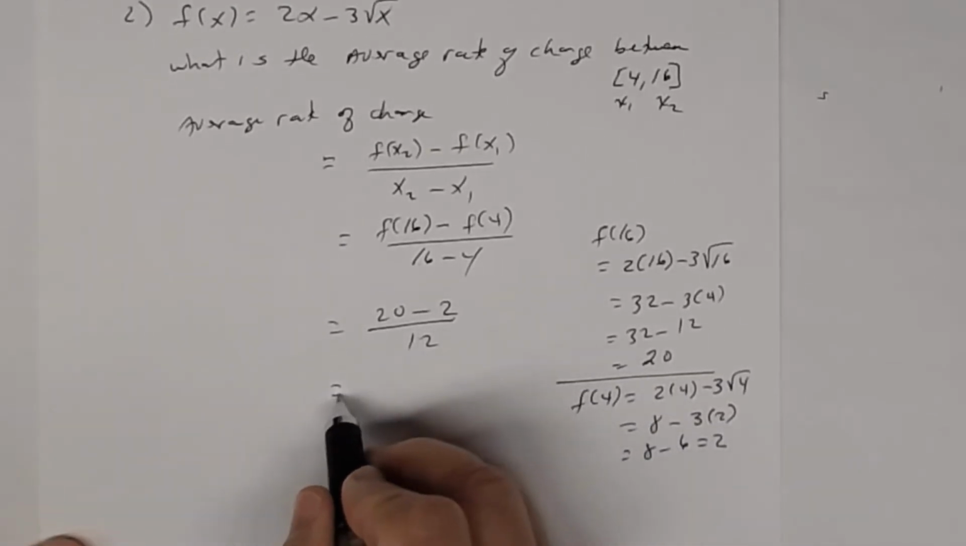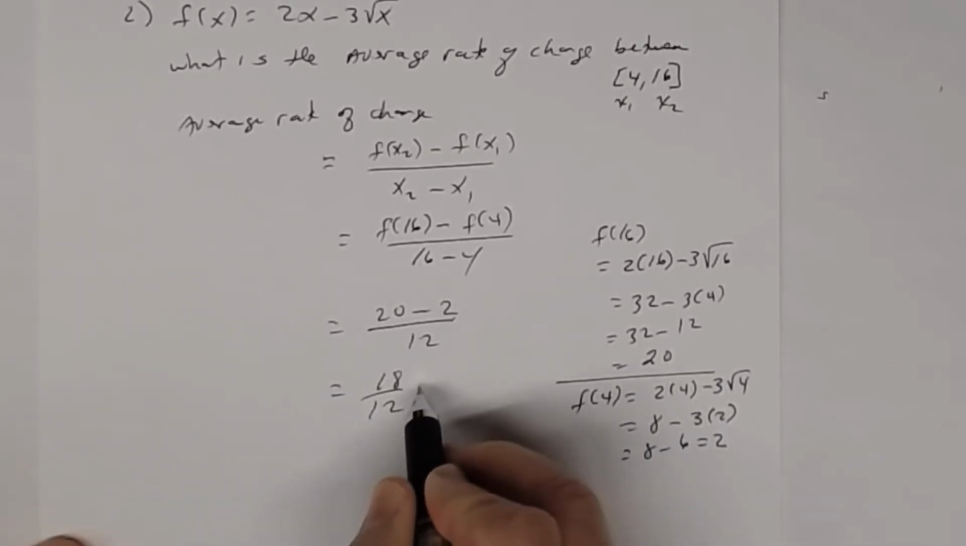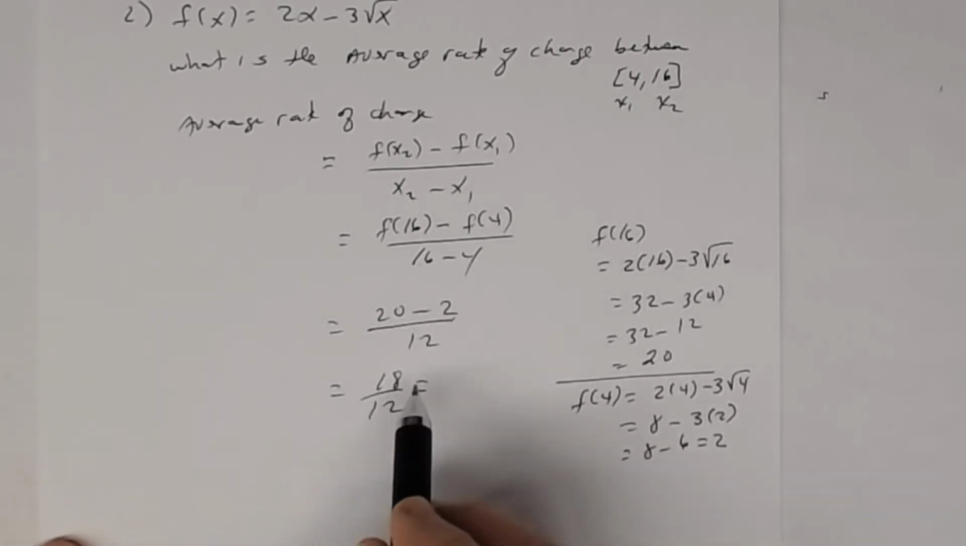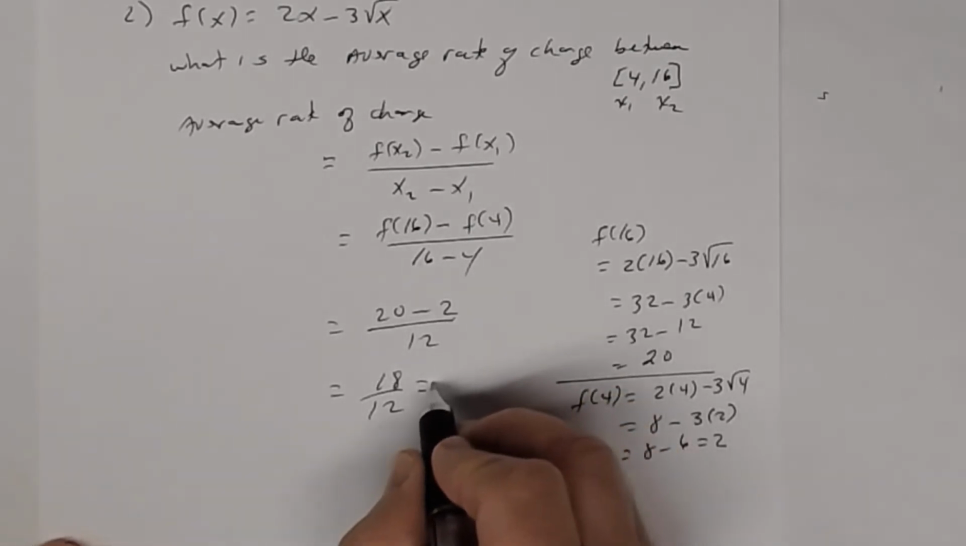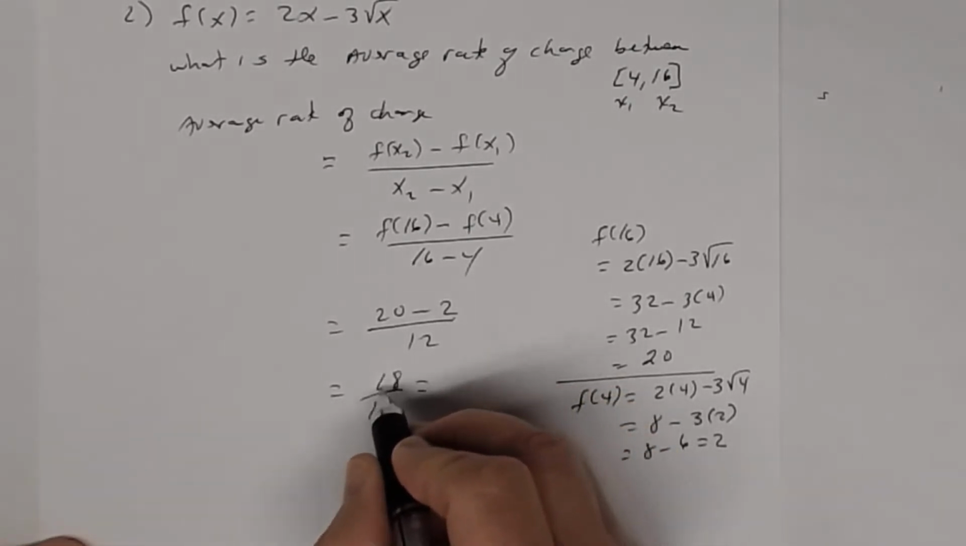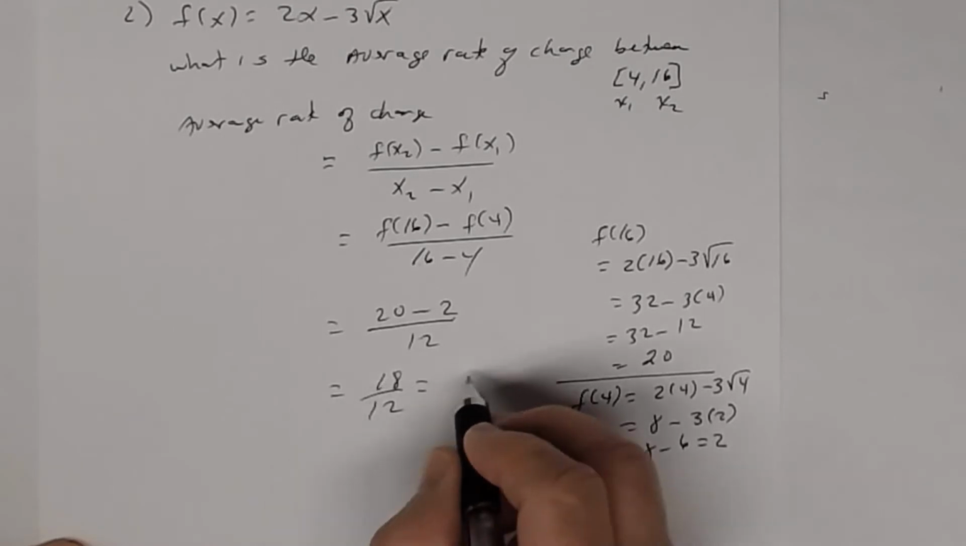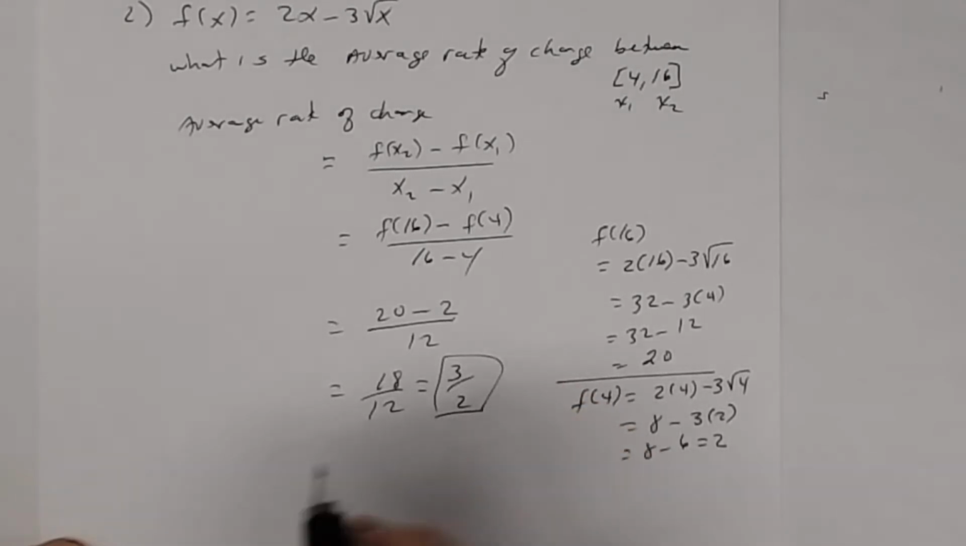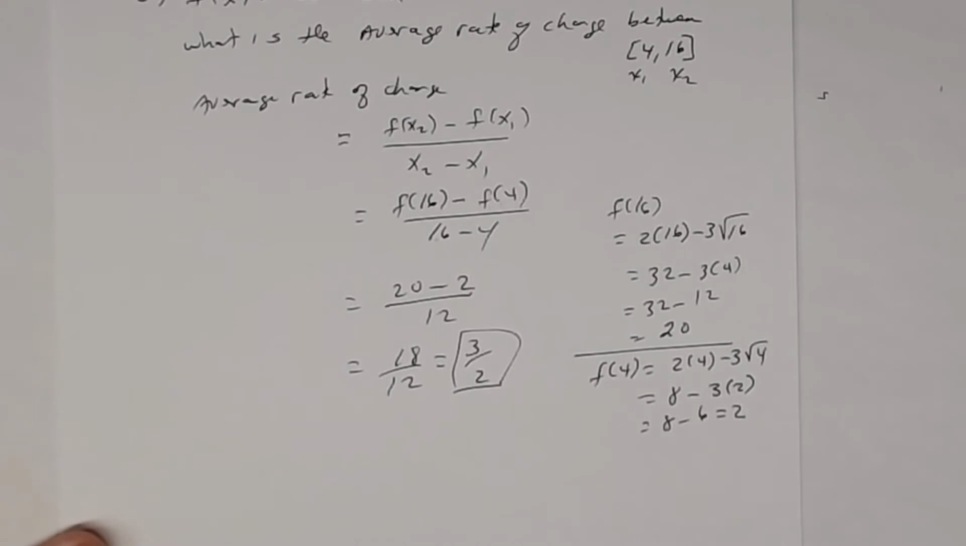20 minus 2 is 18, and 18 divided by 12. Let's just go ahead and leave it as a reduced fraction. They're both divisible by 6, so it'll be 3/2. So that's your average rate of change. The average rate of change is 3/2.